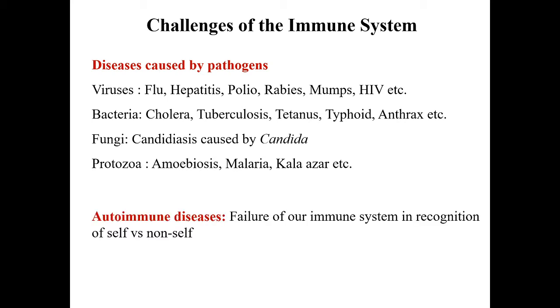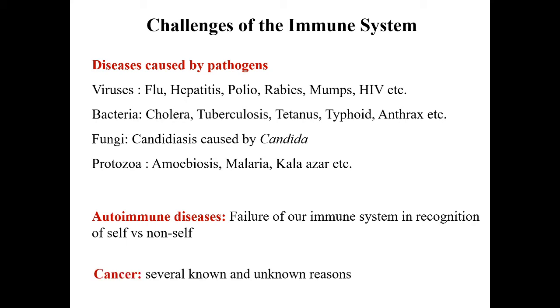And the next category of diseases is autoimmune diseases. Here the problem is our own immune system cannot recognize which is self and which is non-self. That means our immune system should take care of foreign things, right? But if that discrimination between self versus non-self is lost, then we will develop a disease called autoimmune disease, where our own immune system actually attacks our own cellular components.